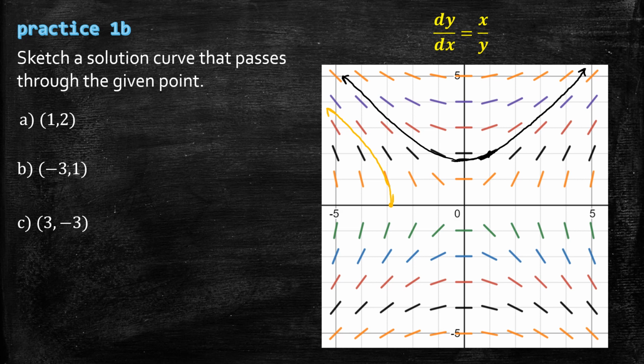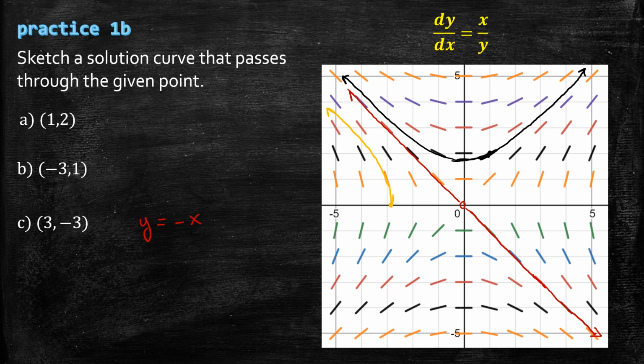And finally, let's look at (3, -3). So (3, -3) is here. And if you just follow that path, it is a straight line. We have to avoid the origin, because we know dy by dx is indeterminate there. So the solution curve would look like this. In fact, it looks like the equation of that curve is y equals -x.